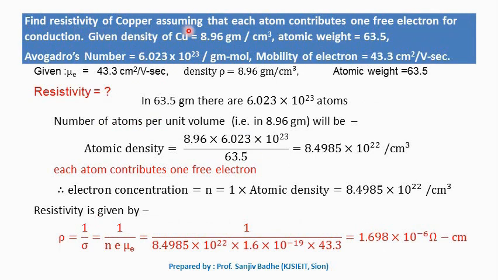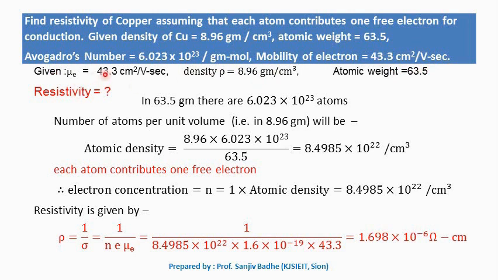Find resistivity of copper assuming that each atom contributes one free electron for conduction. Given density of copper is 8.96 grams per centimeter cube, atomic weight is 63.5, Avogadro number is 6.023 into 10 raised to 23 per gram mole, mobility of electron is 43.3 centimeter square per volt second.